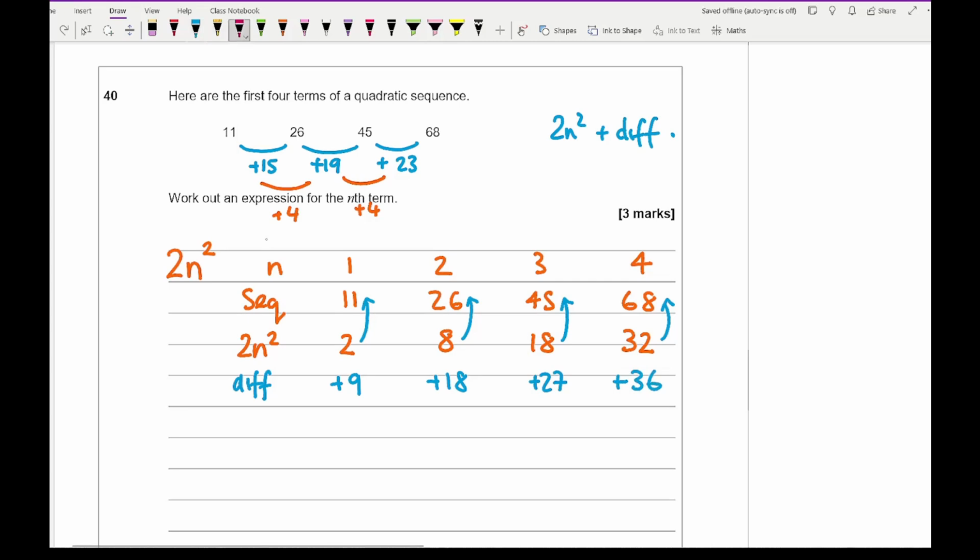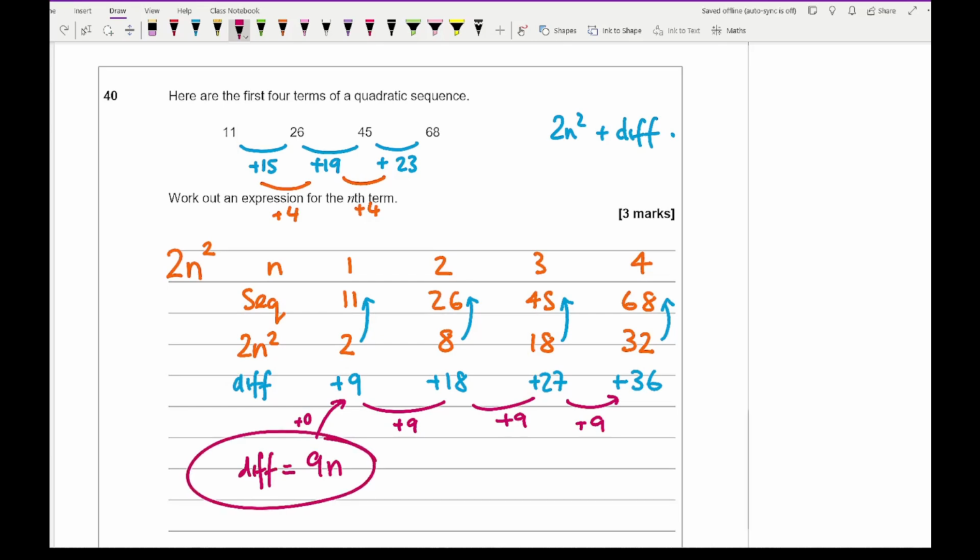Now from this I then need to work out an nth term for these numbers here of 9, 18, 27, 36. So I notice that the difference is 9. So that means that 9n is in the formula. 9 times, what's the difference between 9 to 9 is 0. So then the difference is equal to 9n.